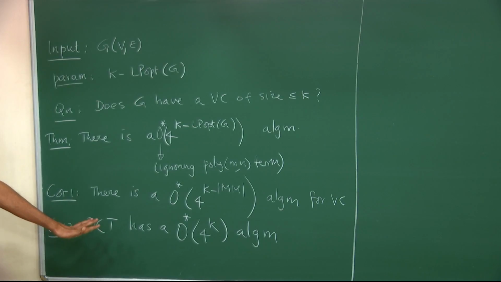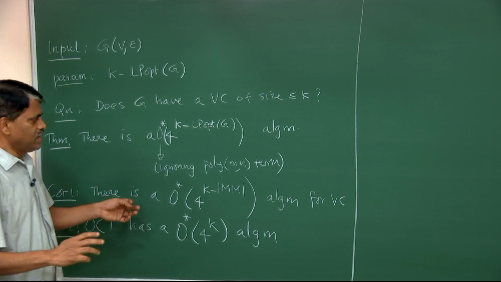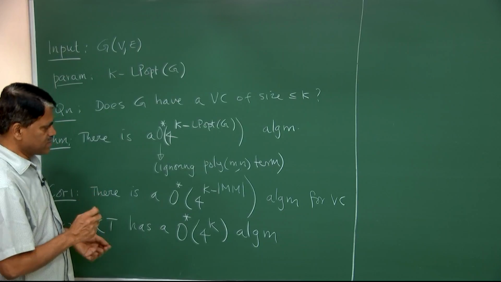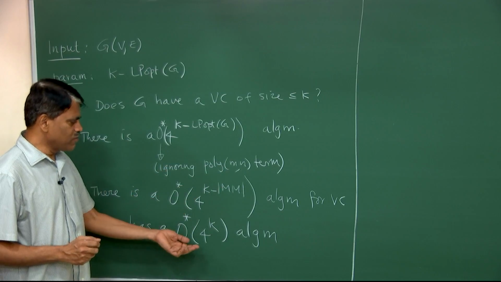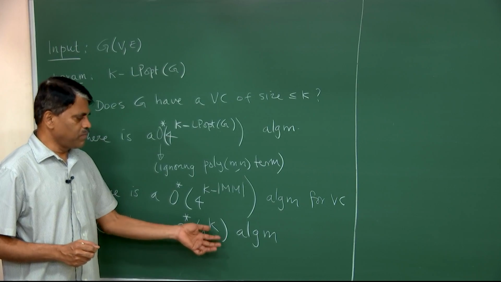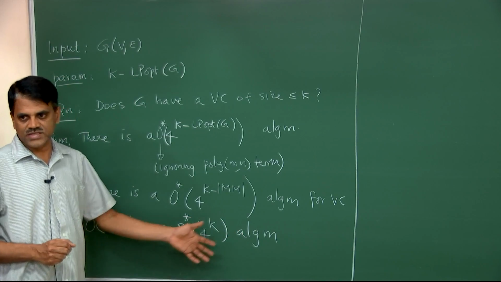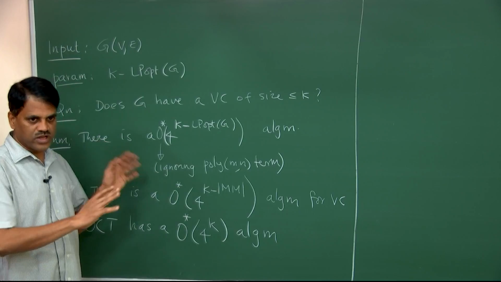So the O star notation is clear, right? Because our focus largely has been on the f of k term. So by O star, I mean 4 power k times some poly in n, or plus some poly in n, it doesn't matter, both are equivalent.